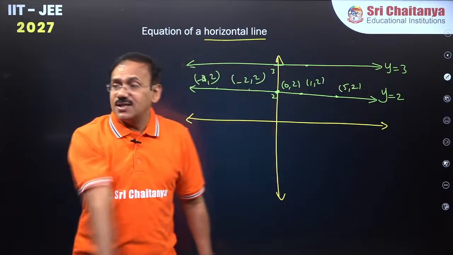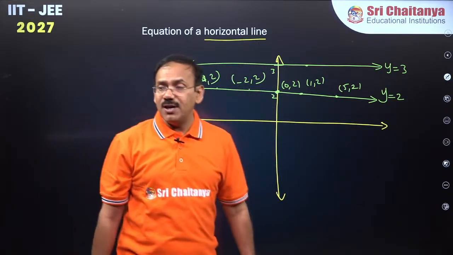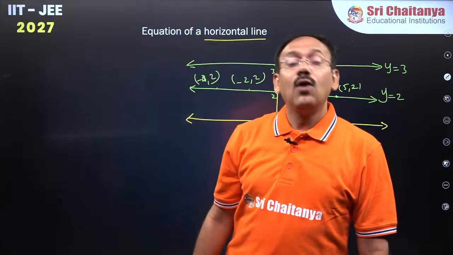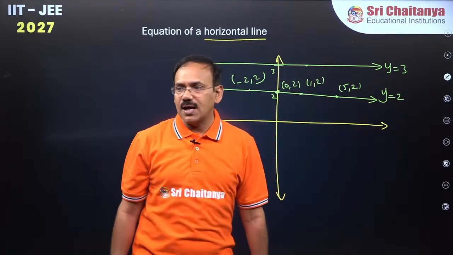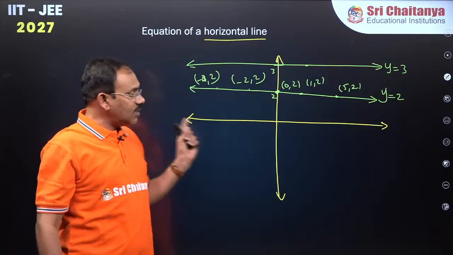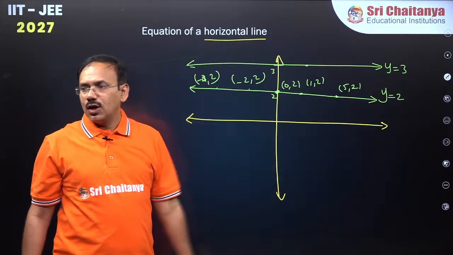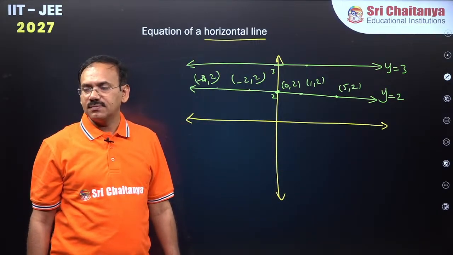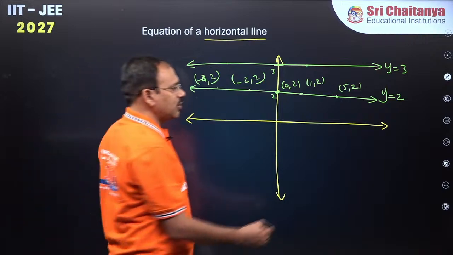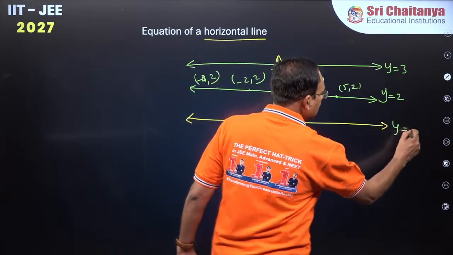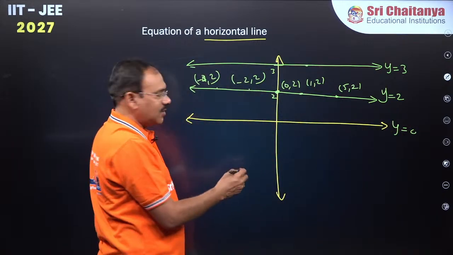Even the x-axis is also a line, guys. What can be the equation of the x-axis? Come on, what is the equation of the x-axis? Quick. Y = 0. Super. This is because for every point on it, the y coordinate is 0.